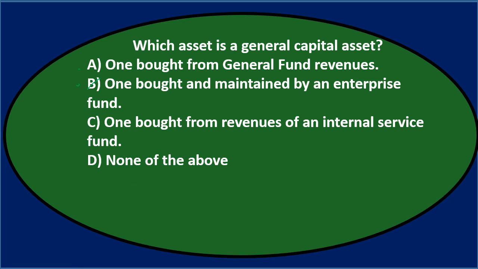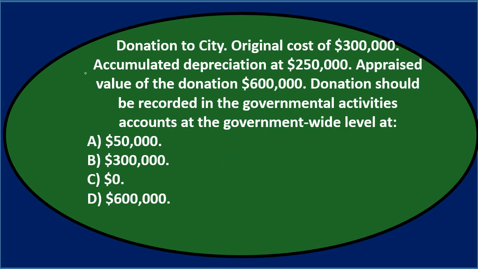If we go to C, one bought from revenues of the internal service fund. Again, if we think about the internal service fund as compared to A, the general fund, for the general capital assets, I would think that A would be the better option than C. So I would stick with A over C. And then D says none of the above. So we're left with either one bought from the general fund revenues or D, none of the above. Of the two, final answer, A. Which asset is a general capital asset? A capital asset, one that will be bought from the general fund revenues.